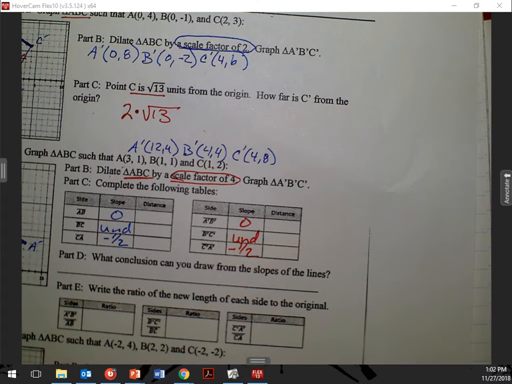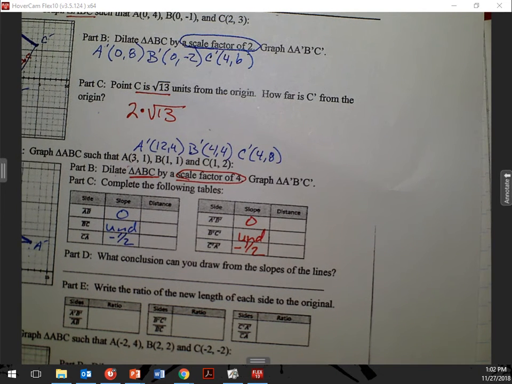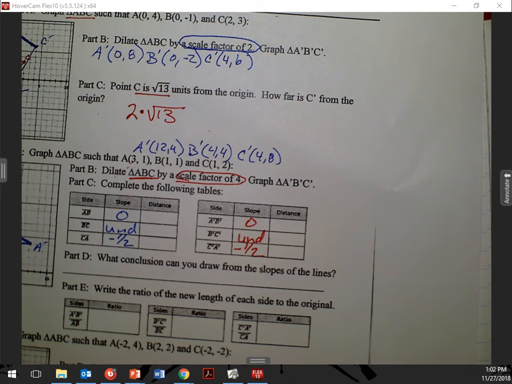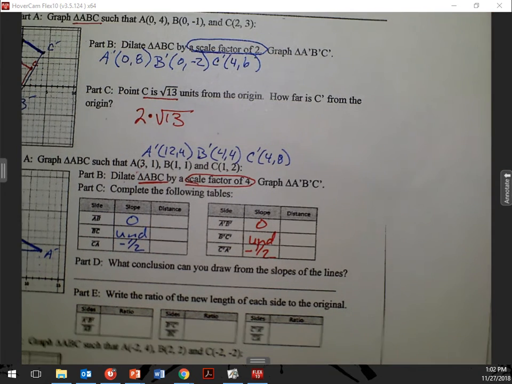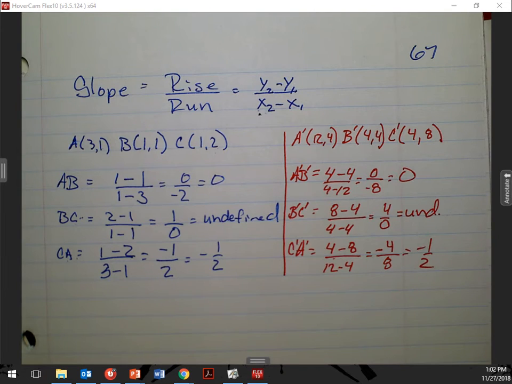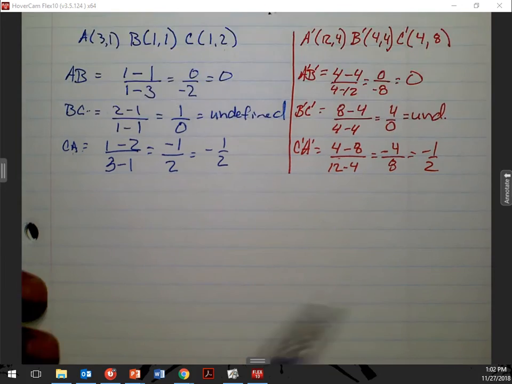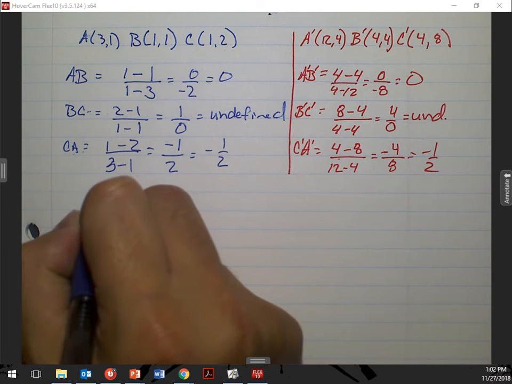How if one's bigger? They're the same shape, different sizes. So they're similar. Same shape, different sizes. Okay, so now I'm going to do a little bit more notes underneath here. That's my slope. The next thing I'm going to do is distance.